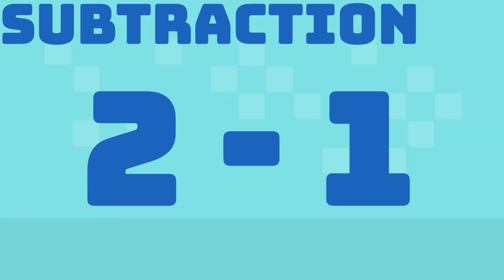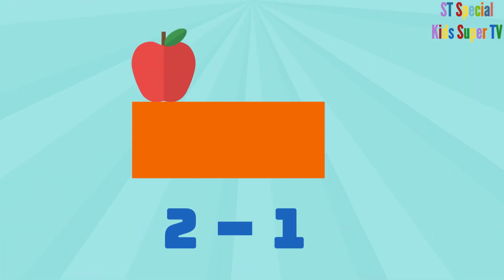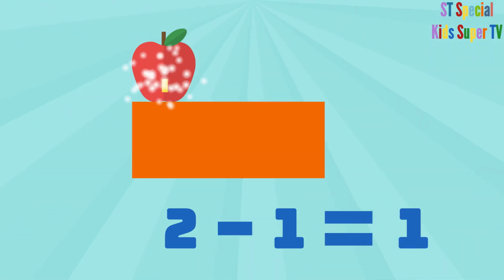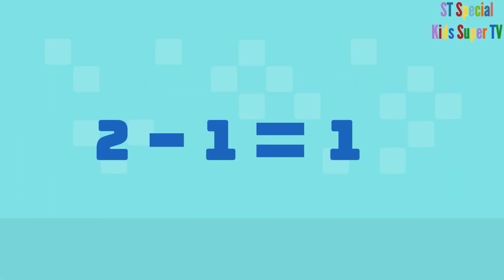Let's now calculate 2 minus 1. 1, 2 apples minus 1 apple. So we take away 1 apple. The answer is 1. That means 2 minus 1 equals 1.